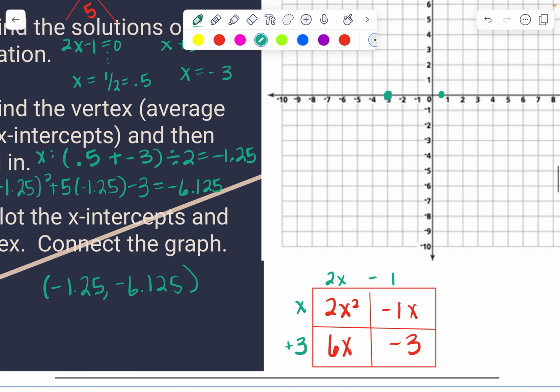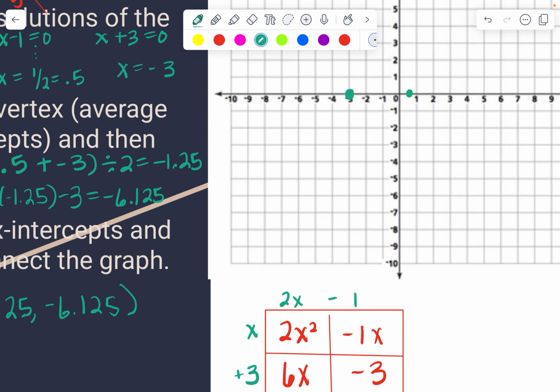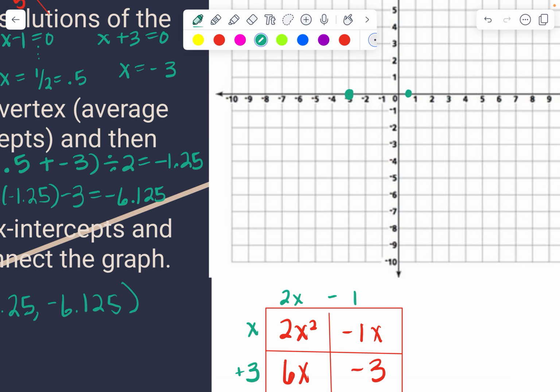We're going to kind of have to estimate where exactly that is. I'm just going to go a little bit past negative 1 and then a little bit past negative 6. And I'm going to estimate that my vertex is right about there. And then I'll go ahead and connect and put my arrows.